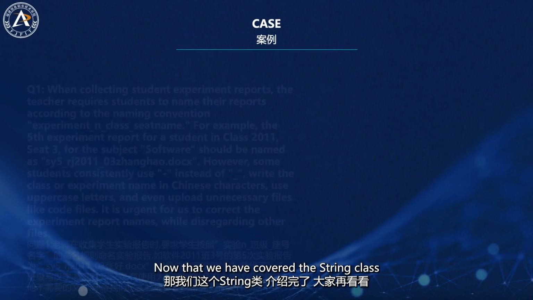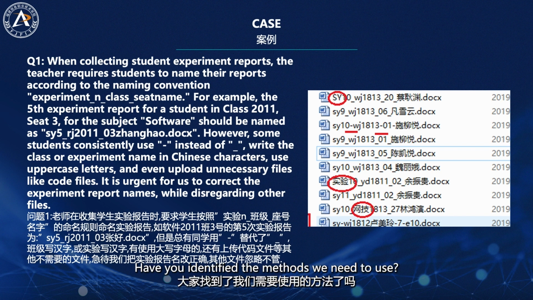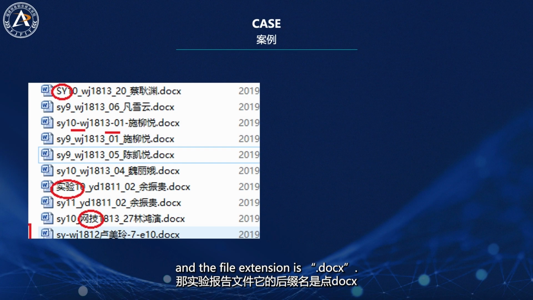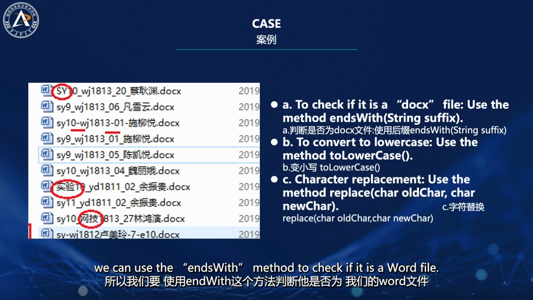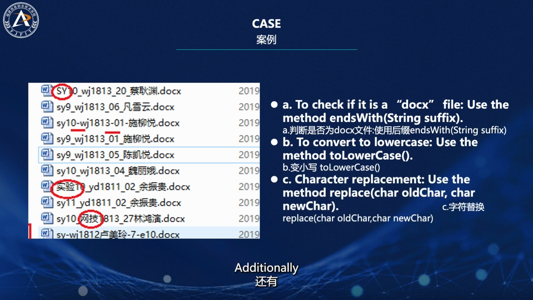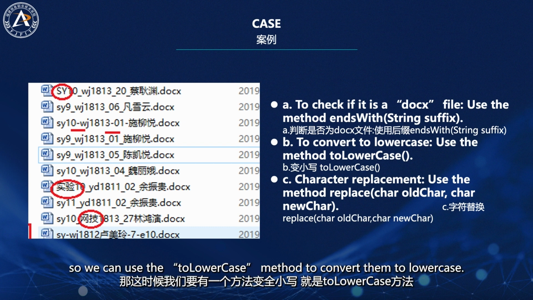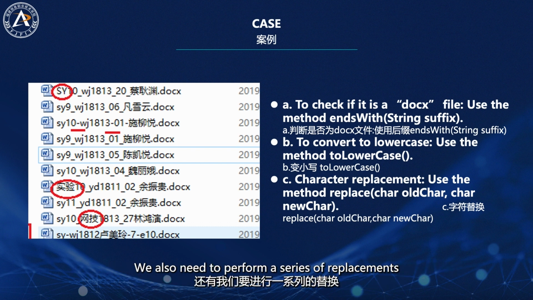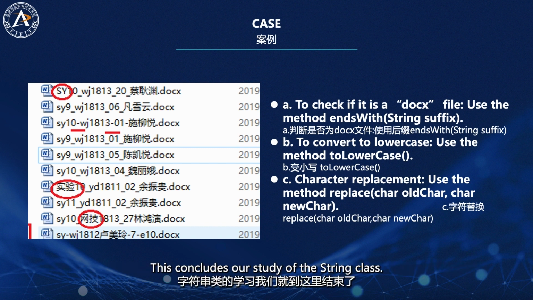Now that we have covered the String class, let's revisit the problem we had earlier. Have you identified the methods we need to use? We need to process the lab reports, and the file extension is docx. We can use the endsWith method to check if it is a Word file. Additionally, some lab report names are in uppercase, so we can use the toLowerCase method to convert them to lowercase. We also need to perform a series of replacements, such as replacing Chinese characters with letters for the class and experiment names. This concludes our study of the String class.